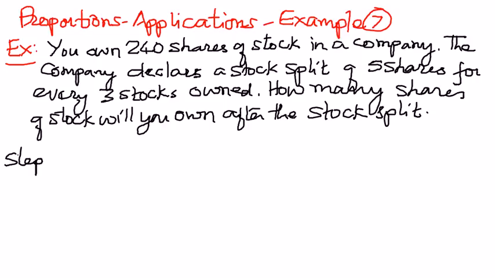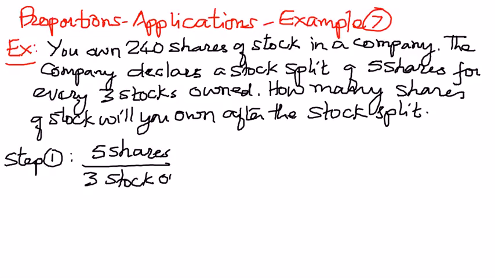So therefore, let us write this down in terms of ratios, the quantities which we know, and also the quantities which we do not know. As a first step, we will write it as a proportion. From this word problem, what we are reading is that for every 5 shares, let's write that as 5 shares, there are 3 stocks owned. Let's write it that way.